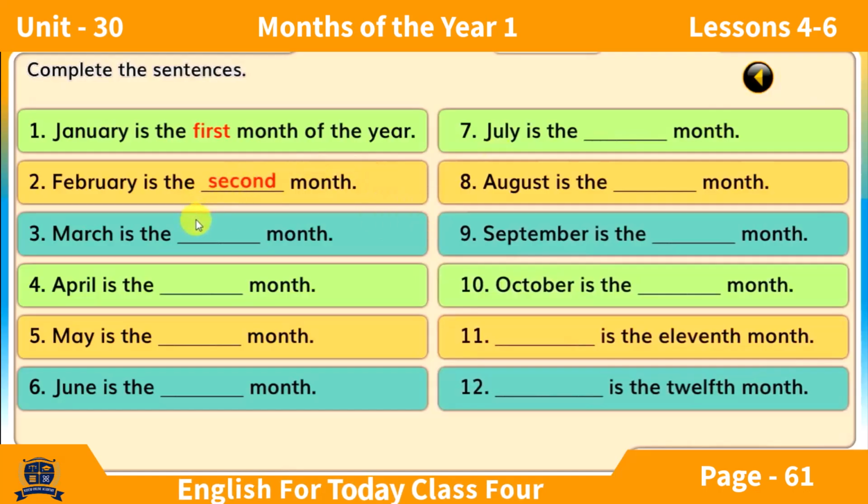February is the second month of the year. March is the third month. April is the fourth month. May is the fifth month. June is the sixth month. July is the seventh month.